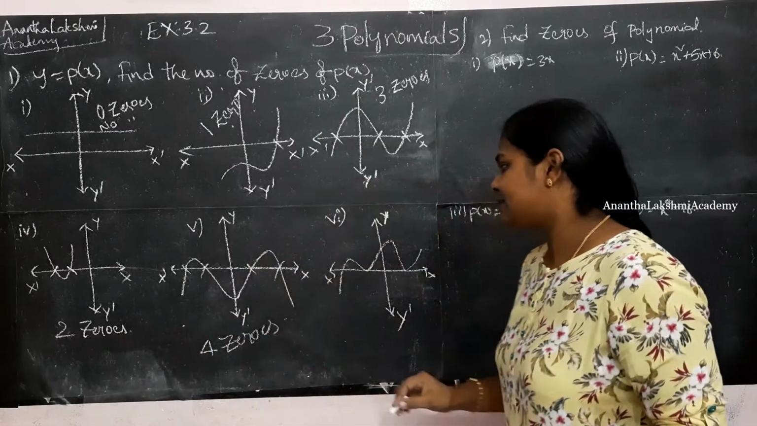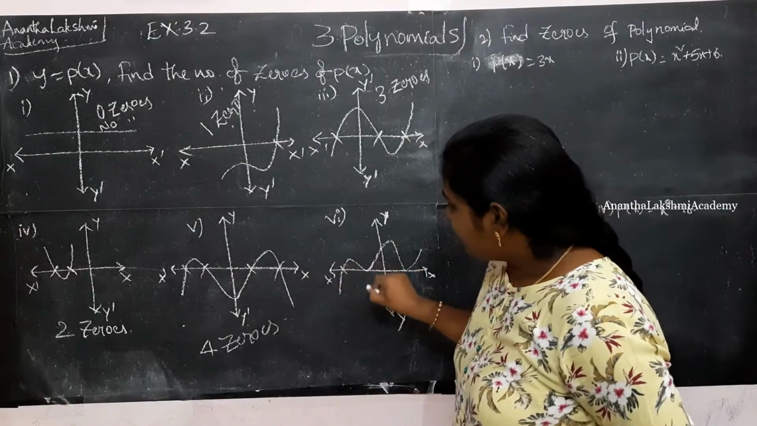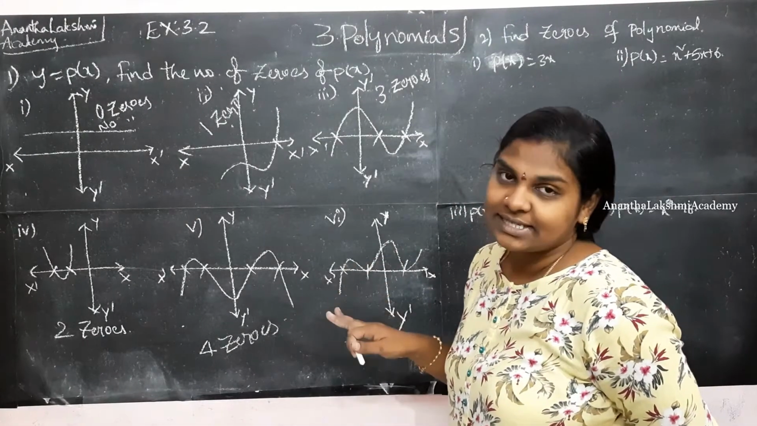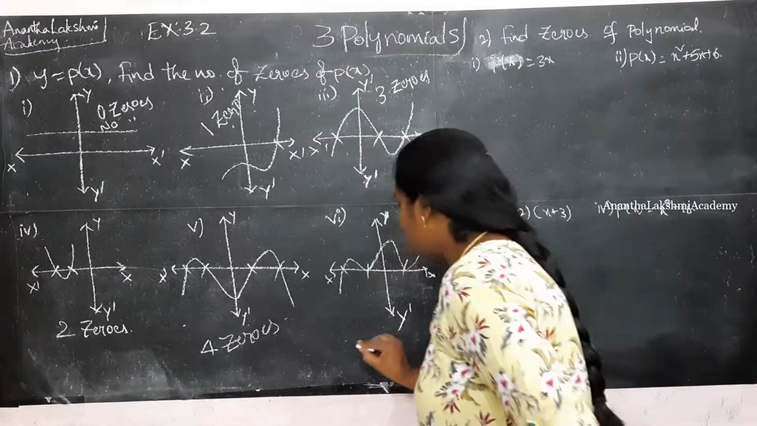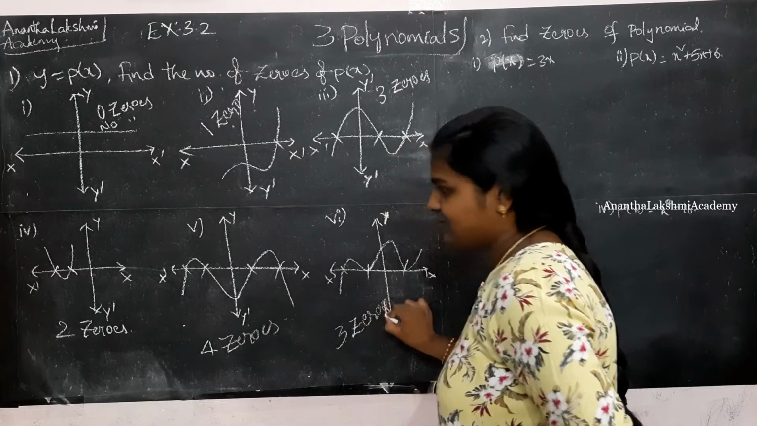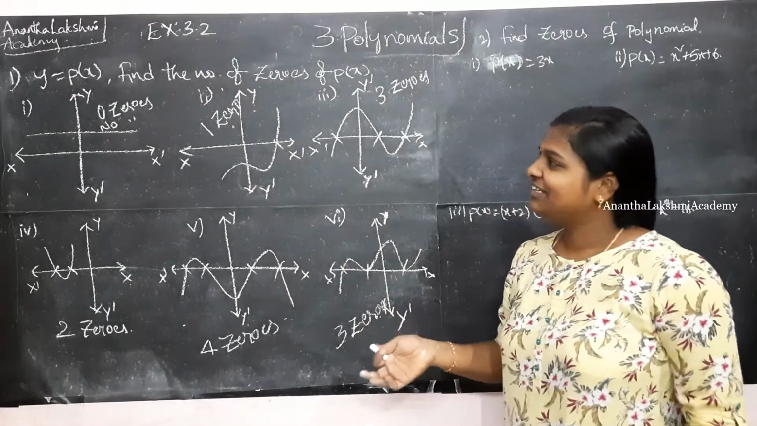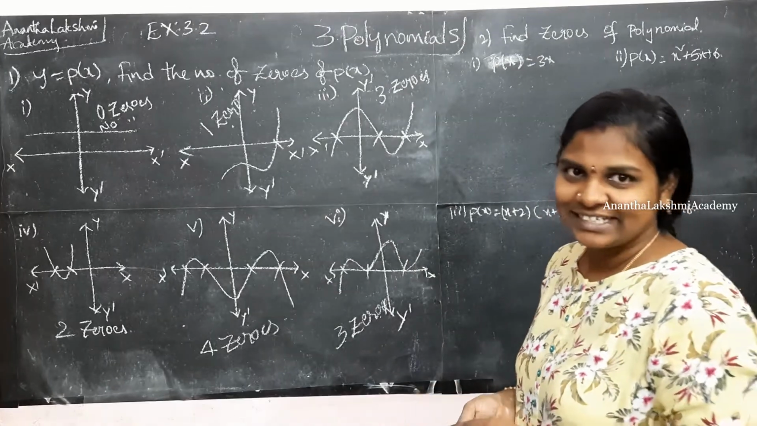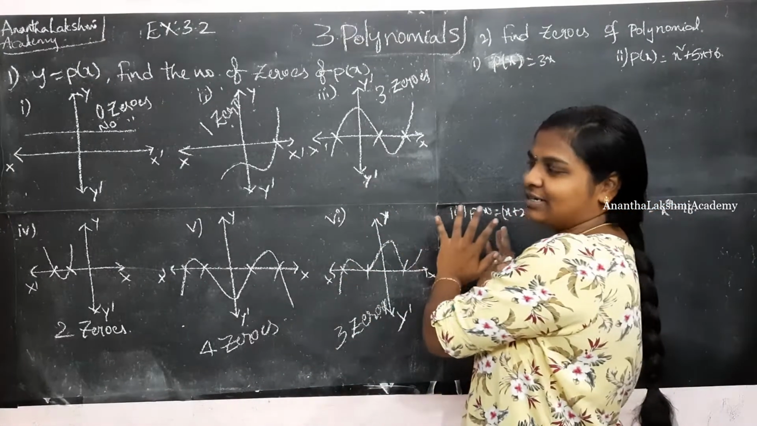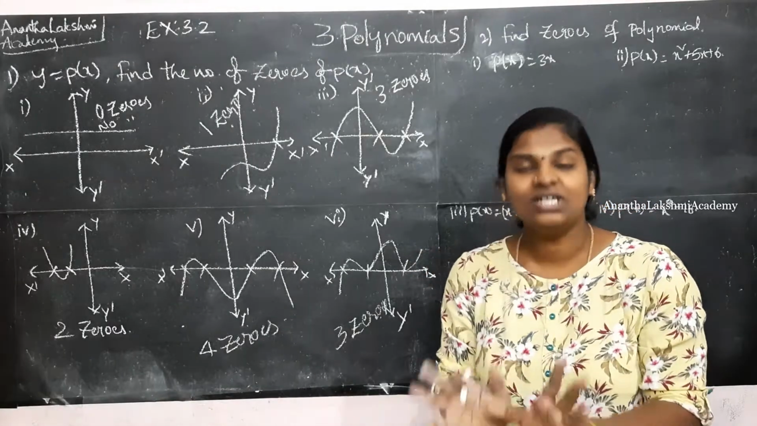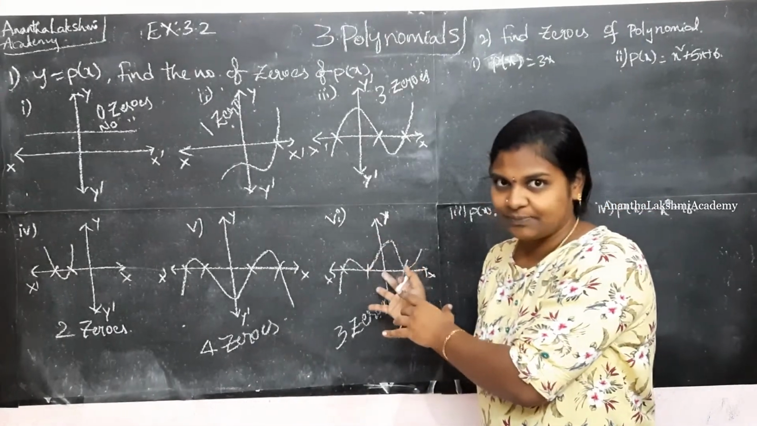And the last bit is 1, 2, 3. It is touching or intersecting the x-axis at how many points? 3 points. So this has 3 zeros. Very easy, isn't it? The graph is given in the textbook. We just have to write the number of zeros, isn't it? So that part. Now I hope you guys are familiar with the geometrical representation and figuring out the zeros.